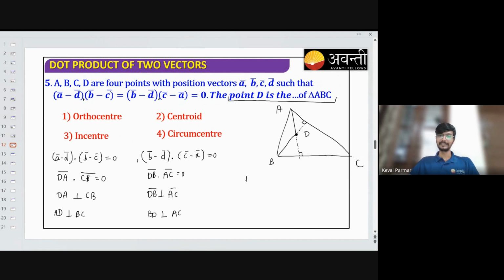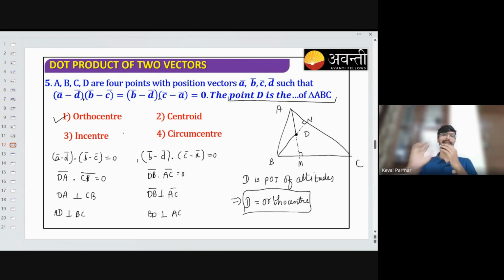That means D is the point of intersection of altitudes. Why? Because here AM and AN are altitudes. Therefore, the point of intersection of altitudes is the orthocenter. That means my answer is option A. It is orthocenter. Correct, guys? Let's move on to the next question.